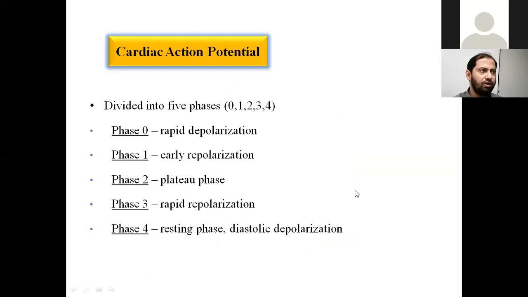If we talk about the cardiac action potential, it is divided into 5 phases. It is phase 0, which is rapid depolarization. Phase 1, in which early repolarization is occurring. In phase 2, there is a plateau phase. In phase 3, there is rapid repolarization. And phase 4 is the resting phase or diastolic depolarization.